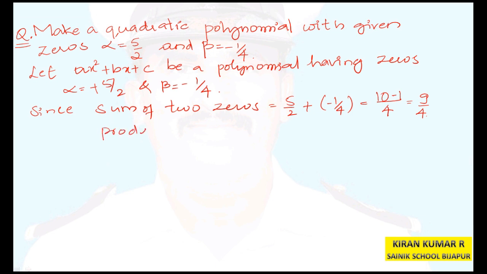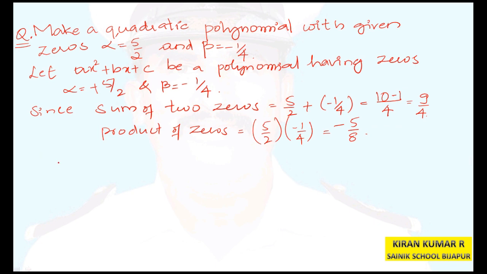Product of zeros will be 5 by 2 multiplied to minus 1 by 4. We get it as minus 5 by 8.